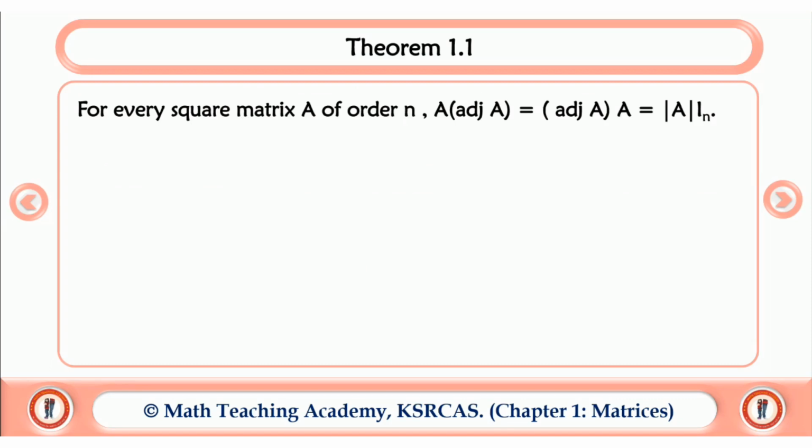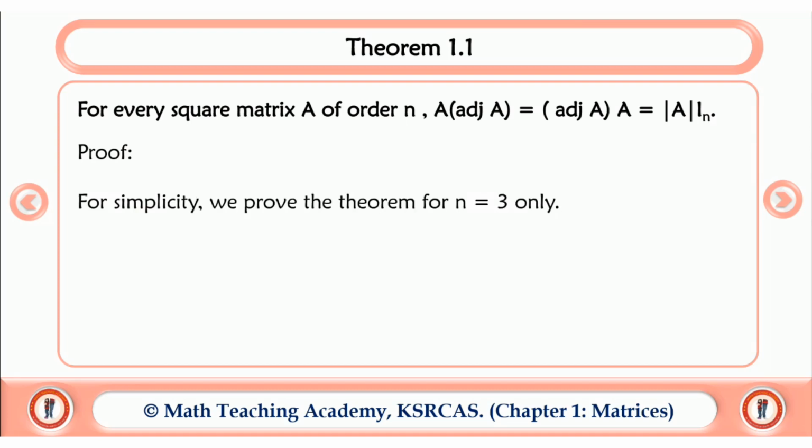Now we are going to look at theorem 1.1. For every square matrix A of order n, A into adjoint of A is equal to adjoint of A into A is equal to determinant A into In. For simplicity, we prove the theorem for n is equal to 3 only.